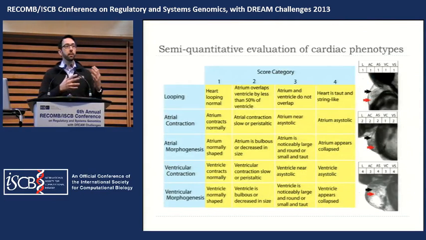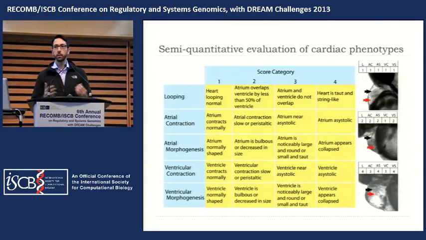Of course, not all the phenotypes are this plainly observable. So what I did was I came up with a semi-quantitative scoring scheme. I looked at 5 parameters of cardiac function, and I gave each a score between 1 and 4, where 1 is closest to wild type, and 4 is the most severe defect.